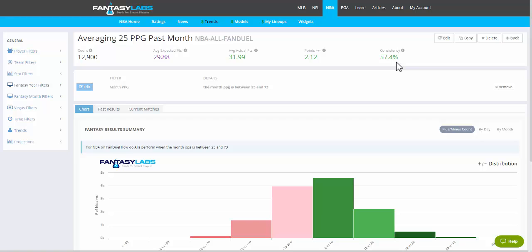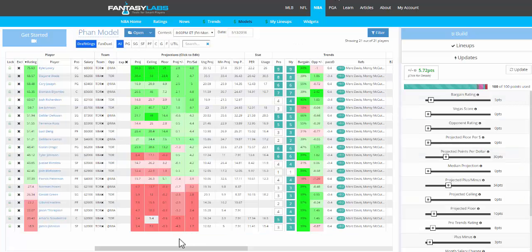And they've also turned in consistency of 57.4%. And that's an example of a metric that we can create that's based off of plus minus. Consistency is just how often a player reaches that expectation. Randomly, you might expect it to be 50% of the time, so 57.4% is obviously better than average. And so plus minus is the backbone of our trends product.